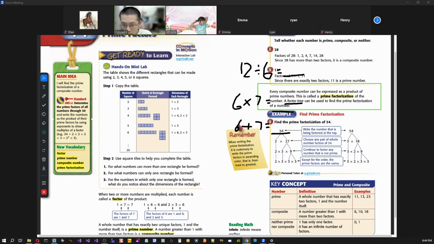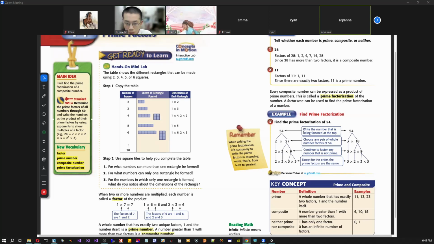We'll start small, okay? Let's look at this example. It tells us to find the prime factorization of 54. Ariana, can you walk through the steps for me, please? So starting with this blue square here. Write the number that's being factored at the top. Okay, so we see here that it's 54.